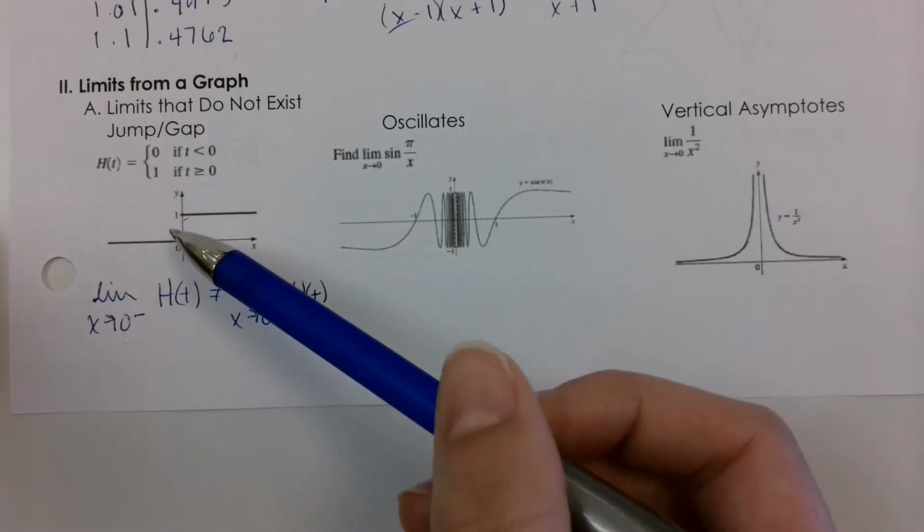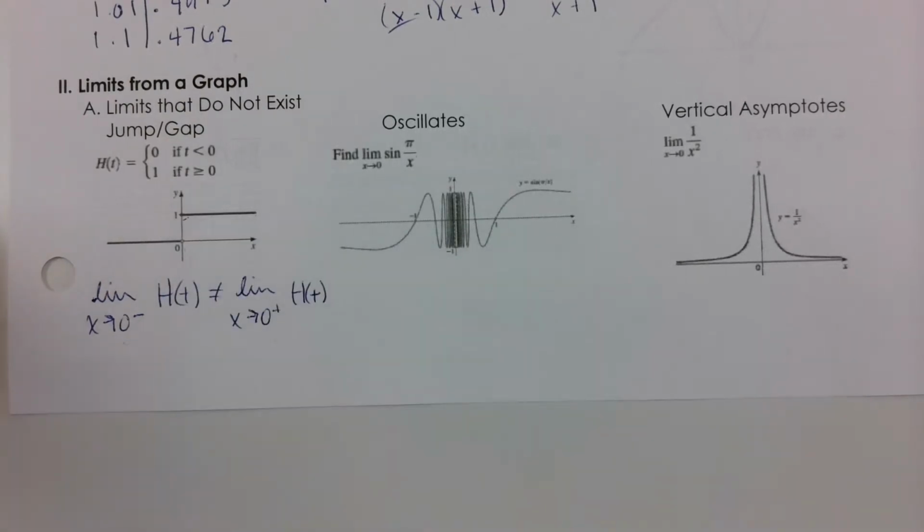It's just talking about it right at that case. So this is just one point where it doesn't exist. They could ask you the limit at any number at all. We're going to do that in a minute. You have one graph and they're asking you about 5 different limits. So it's just at that point the limit does not exist. What's that?